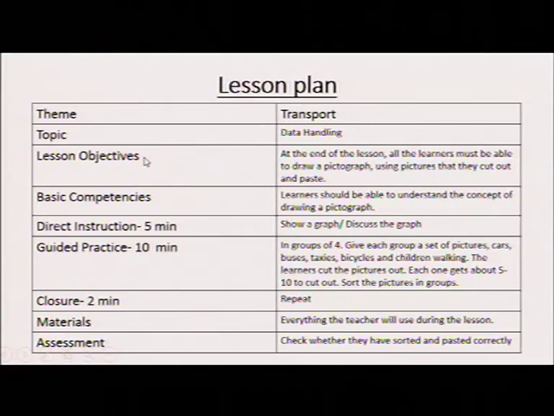Now, remember the lesson objective. The lesson objective and the lesson competencies are what I will get from my syllabus. And my lesson objective will always be at the end of the lesson, because there's something that I want to achieve at the end of every lesson. So what do I want to achieve as a teacher in that specific lesson? So the lesson objective will always be at the end of the lesson. And in this case, all the learners must be able to draw a pictograph using pictures that they cut out and paste at the end of the lesson.